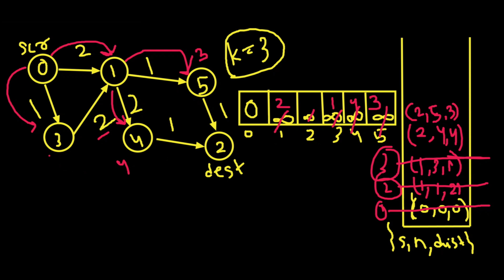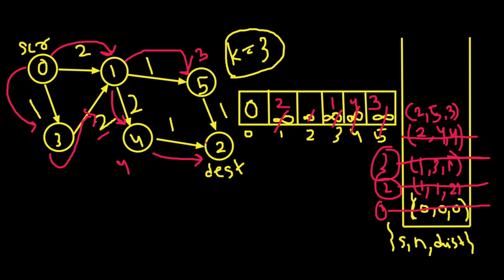You can see that from node 3 we can go to 1. But we see that 1 is reached already with a lesser number of stops. So we don't consider this path. Let's move to the next one. So pop this out. We see that from 4 we can reach 2 and no more paths.